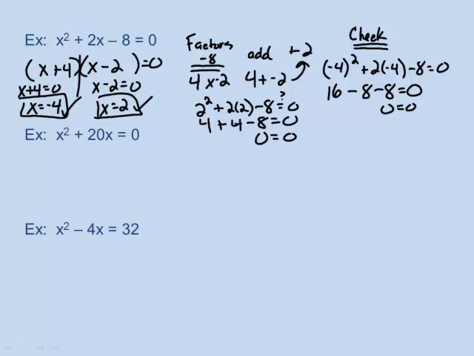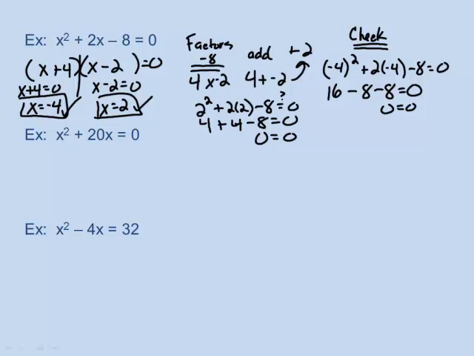Okay, x squared plus 20x equals 0. Is that equation set equal to 0? Is there a 0 on the right-hand side? And the answer is yes. Or the 0 could be on the left-hand side. As long as your variable and constants are all moved to one side, it doesn't matter which side the 0 is on. Factor the non-zero side.